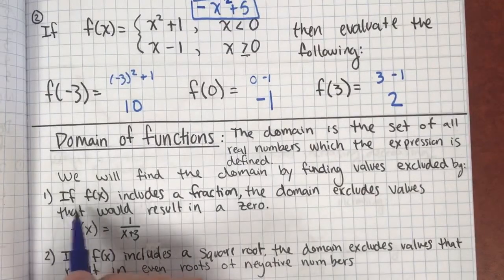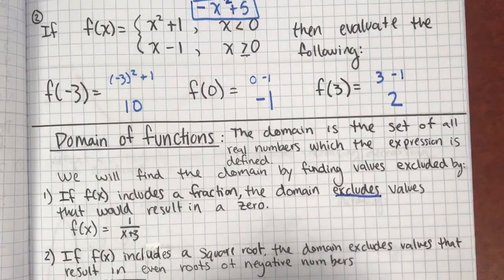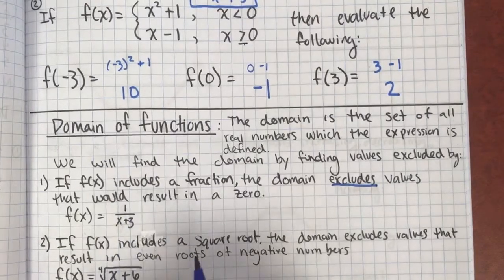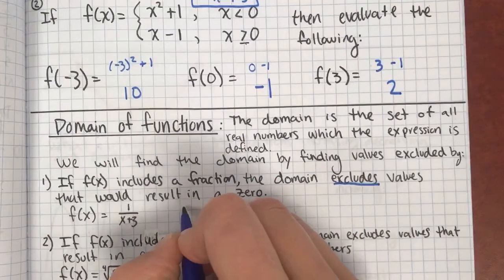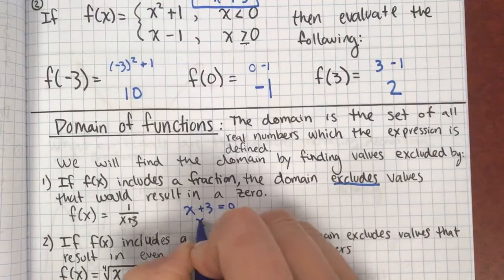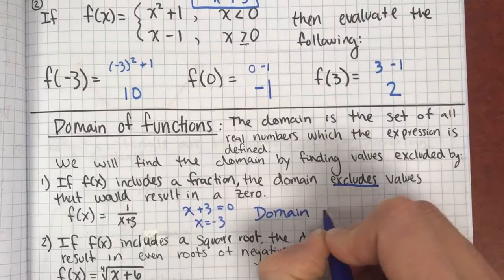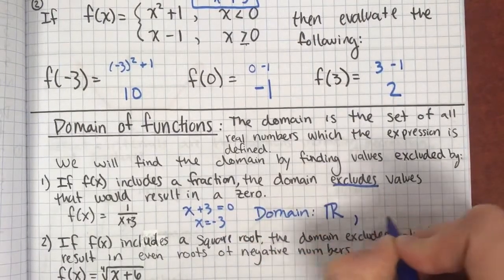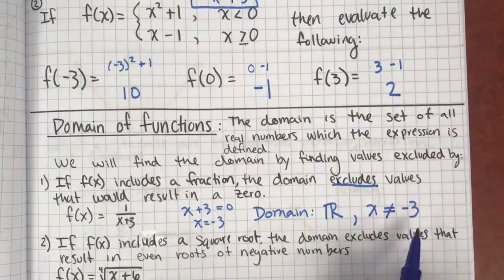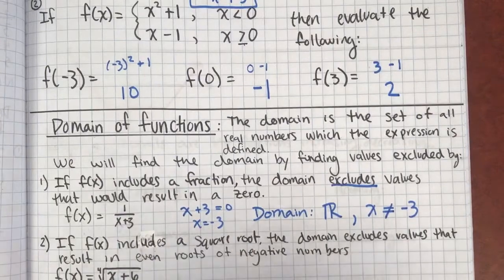Our first one would be if f of x includes a fraction, the domain excludes values that would result in a 0 in the denominator. So if f of x equals 1 over x plus 3, we would set the denominator equal to 0. So I'd get x equals negative 3. Then our domain would be all real numbers except x cannot equal negative 3. If I plug this negative 3 into my denominator, I'd get 1 divided by 0, which is not possible.